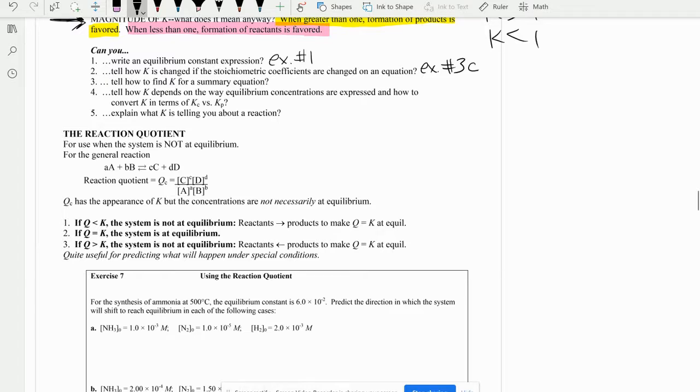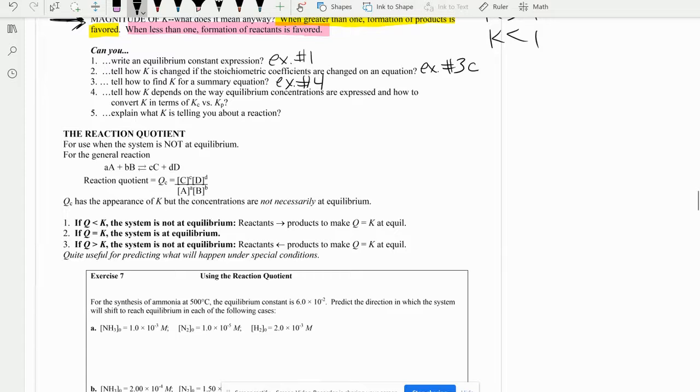All right. Number 3: can you tell me how to find K for a summary equation? Summary equation also meaning, hey, I give you a set of data. Can you determine what K is? And of course, you know how to do that because you would just go and refer to exercise number 4 as a recap. So go ahead and take a look at exercise number 4 on how to calculate K when given data.